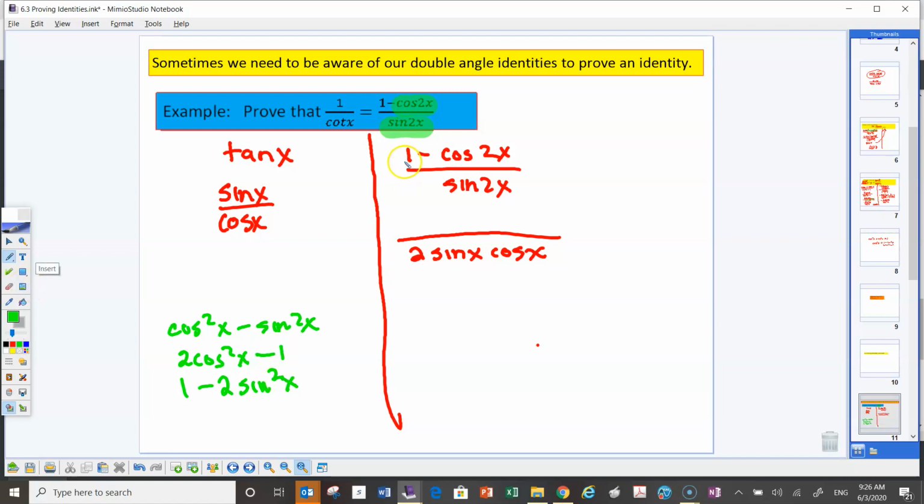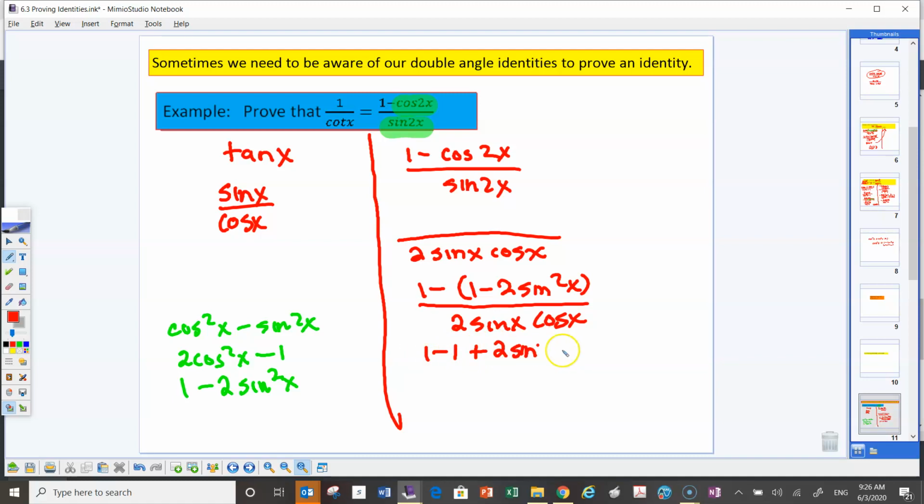So we want to make a substitution using one of these. Now, because I have a leading 1 here and there's no 1 over here, it would make sense to pick something that when I distribute this negative sign to whatever substitution I make, I end up with a negative 1. So it seems to make sense then that I should use 1 minus 2 sine squared x in place of cos 2x. So if I go 1 minus 2 sine squared x over 2 sine x cos x. So now when I distribute, I get 1 minus 1 plus 2 sine squared x over 2 sine x cos x.